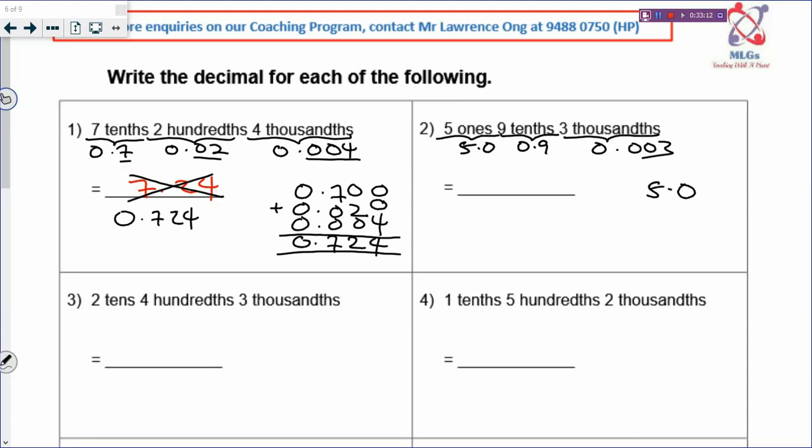So 5.0, and when you add decimals, how do you arrange them? You make sure that your decimal point is in a straight column, right? Straight line. So you have 0.003. Can you see the decimal points are in a line, one below the other? So put the 0 in the blank spaces, and then you add them together: 3, 0, 9, and 5. So what's the answer? 5.903. So it's not 5.93, it's not 59.3, but it's 5.903.